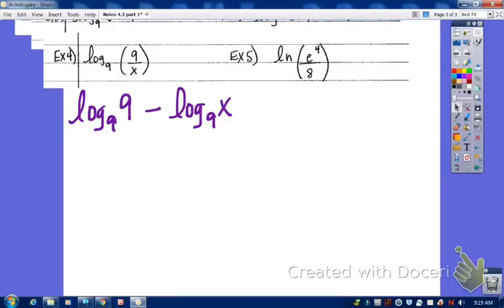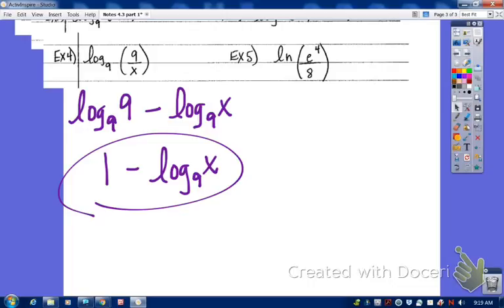Once you get your 2 logs, if you have 2 logs or more than 2 logs, you look at each log to see if you can evaluate it without using a calculator. So log base 9 of 9 would be 1, and then you cannot evaluate log base 9 of x because you don't know what x is, so that would be the answer for 4: 1 minus log base 9 of x. One reason that we expand is because when we expand the log, sometimes one of the logs or both of the logs will simplify without a calculator, and that helps us solve our equation later on.